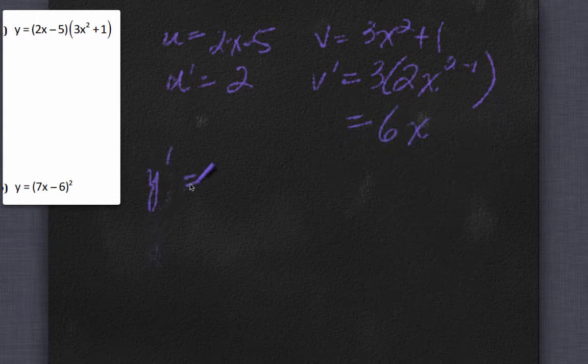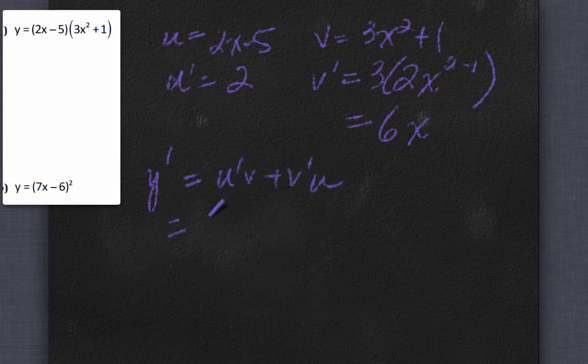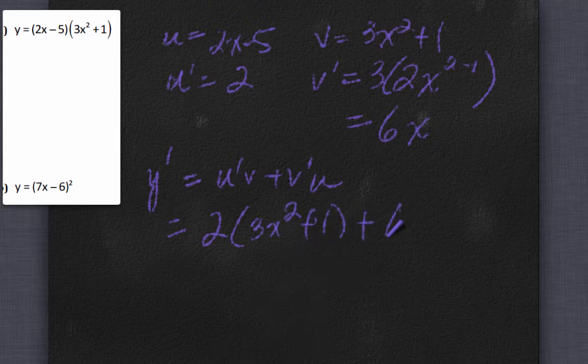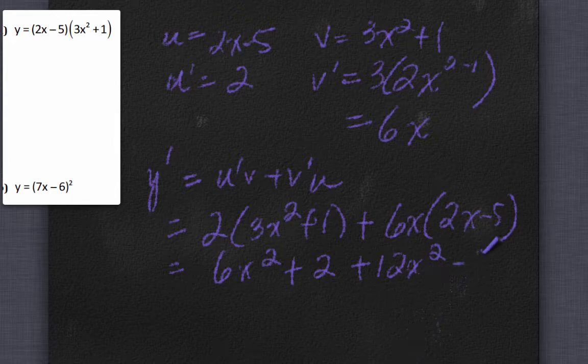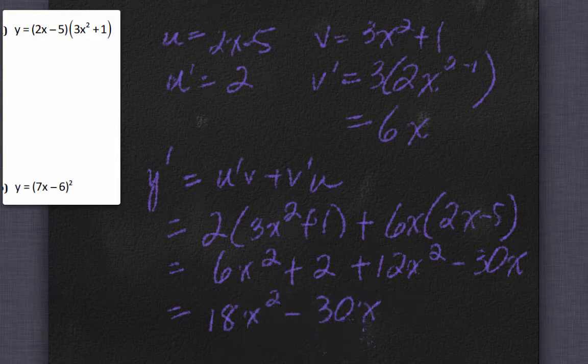So y prime is u prime v plus v prime u, equals 2 times 3x squared plus 1 plus v prime is 6x, u is 2x minus 5. So I'm just going to collect like terms, and we have 18x squared minus 30x plus 2. Okay.